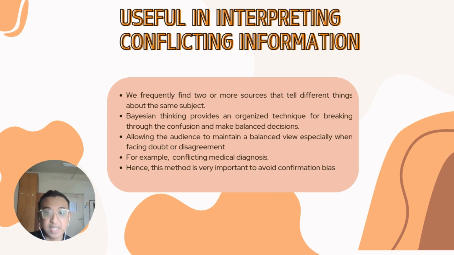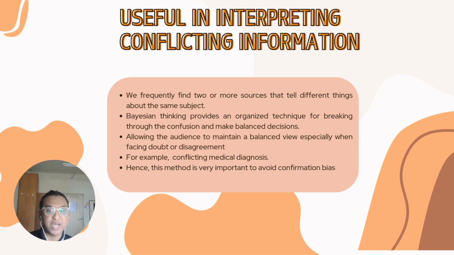The third point is Bayesian thinking is helpful in interpreting conflicting information. So in our daily life, we frequently find more than two sources that tell different results or things based on the same subject. Actually, Bayesian thinking provides a more organized technique to break through the confusion and make a solid and balanced decision. So here, it allows the audience to make a balanced view, especially when we are facing doubt or disagreement. For example, conflicting medical diagnosis.